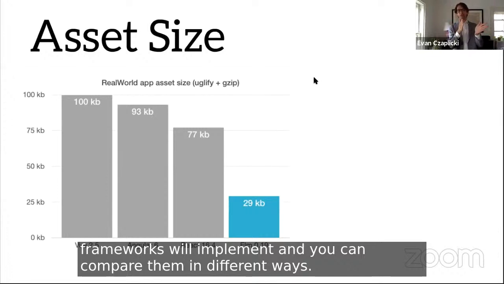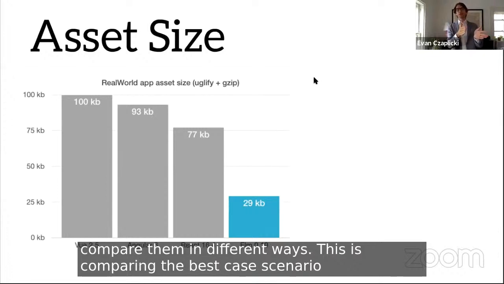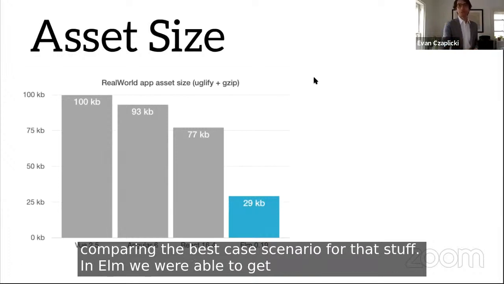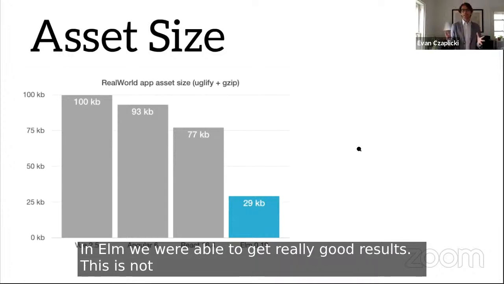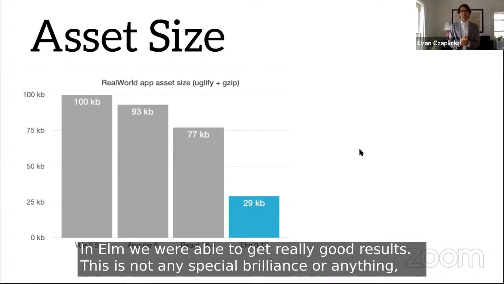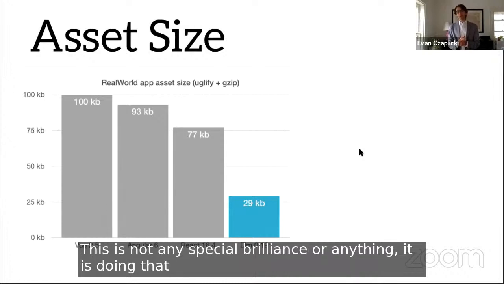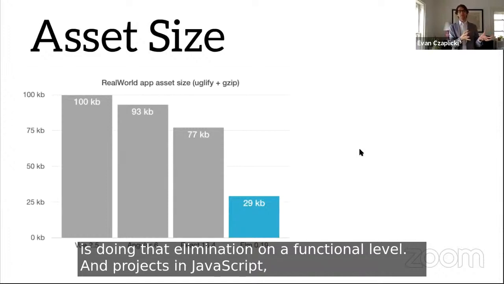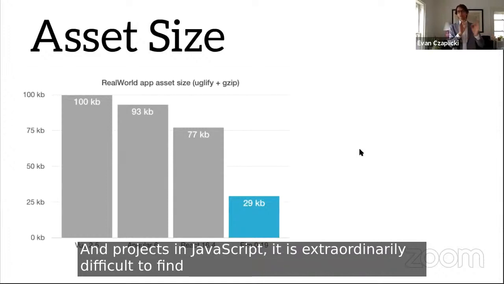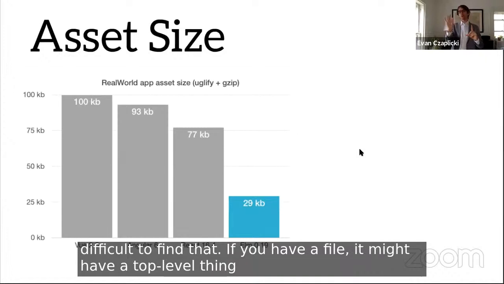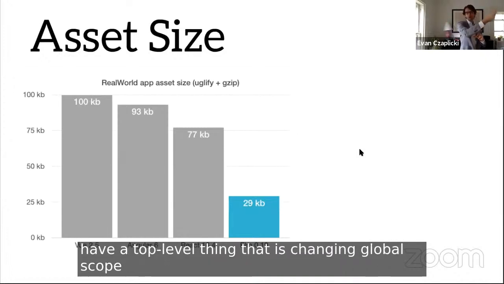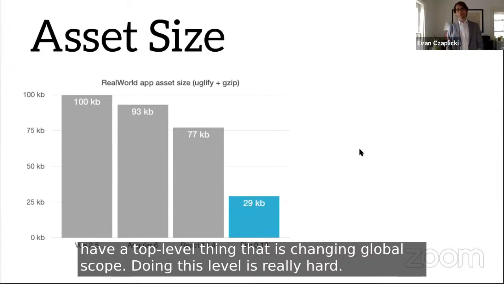So this is comparing the best case scenario for minifying and gzipping that stuff. And in Elm, we were able to get really good results. And this wasn't any special brilliance or anything. It was just doing dead code elimination on a function level. Because all these other projects are in JavaScript, it's extraordinarily difficult to do that fine level of granularity, because if you have a file, it might have a top level thing that's changing global scope, this or that. So doing this level of dead code elimination is just really hard.